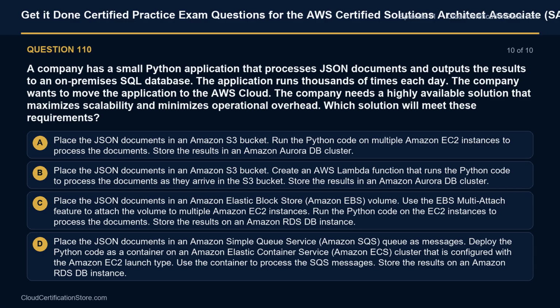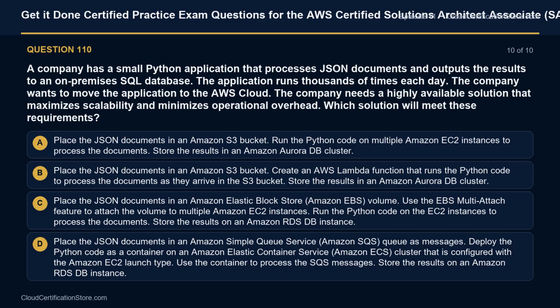Question 110. A company has a small Python application that processes JSON documents and outputs the results to an on-premises SQL database. The application runs thousands of times each day. The company wants to move the application to the AWS cloud. The company needs a highly available solution that maximizes scalability and minimizes operational overhead. Which solution will meet these requirements?